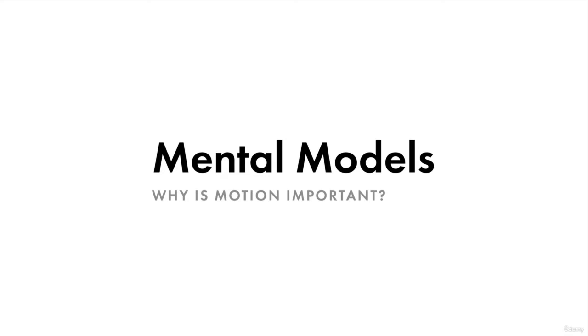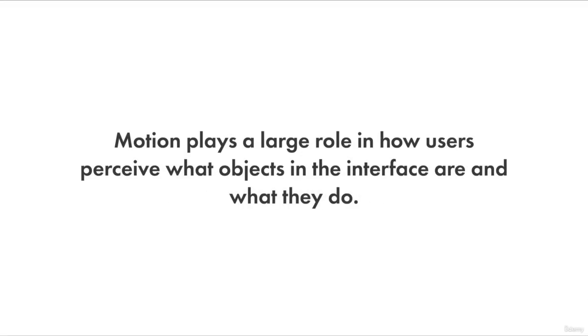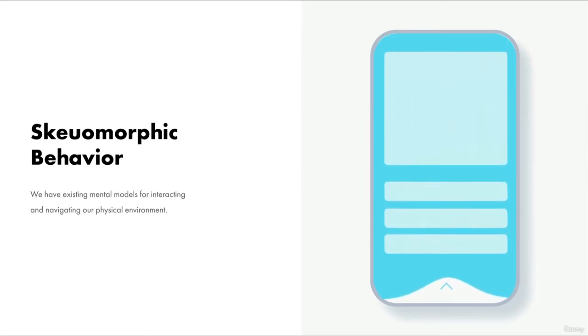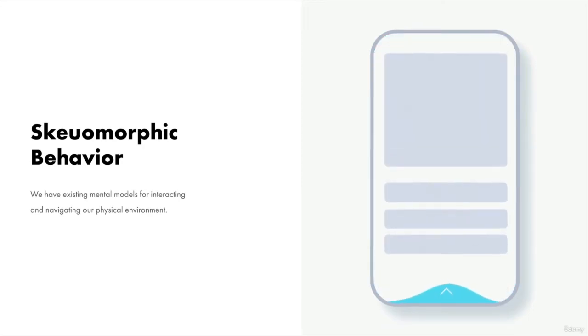They're thinking about those two things, not necessarily actively, but they have their own understanding of how they're going to make sense of this design, of this system. And us as designers are trying to bridge that gap. Motion plays a large role in how users perceive what objects in the interface are and what they do. Motion does this by using our existing mental models or by creating new ones. Motion can really do this by using a combination of three different methods.